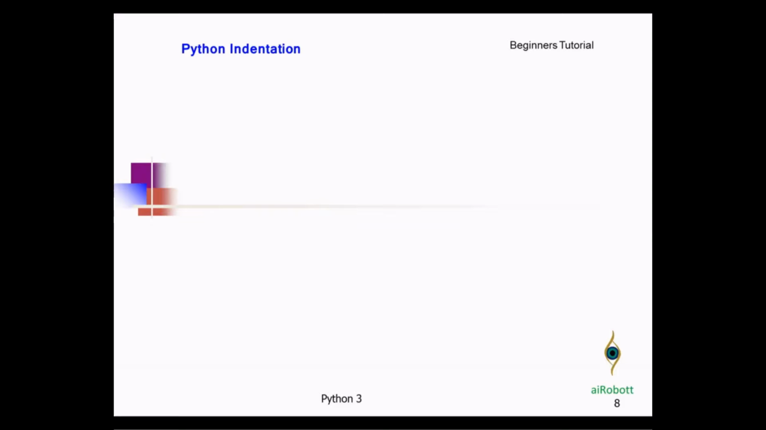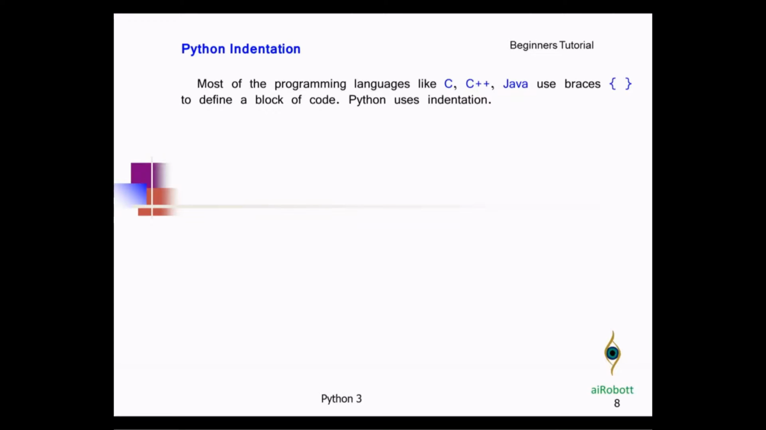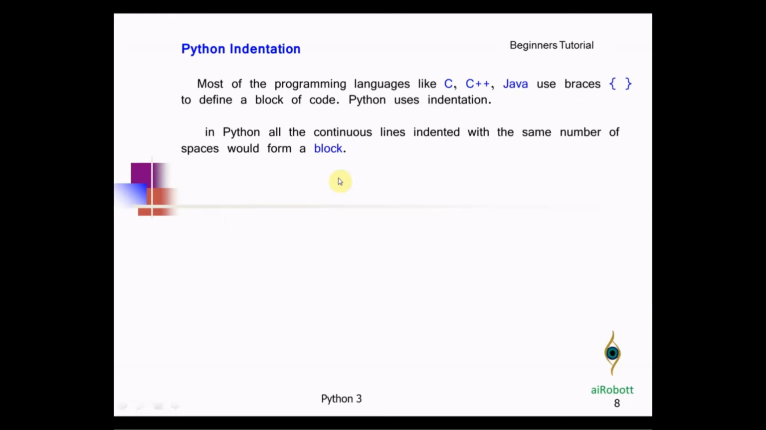Python indentation. It is very important to learn about indentation. Why? Because in C, C++, Java, and some other programming languages, to define a block of code we have to use curly braces or something else. But in Python, you need not use these curly braces or anything else. Just use indentation for defining the block of code.